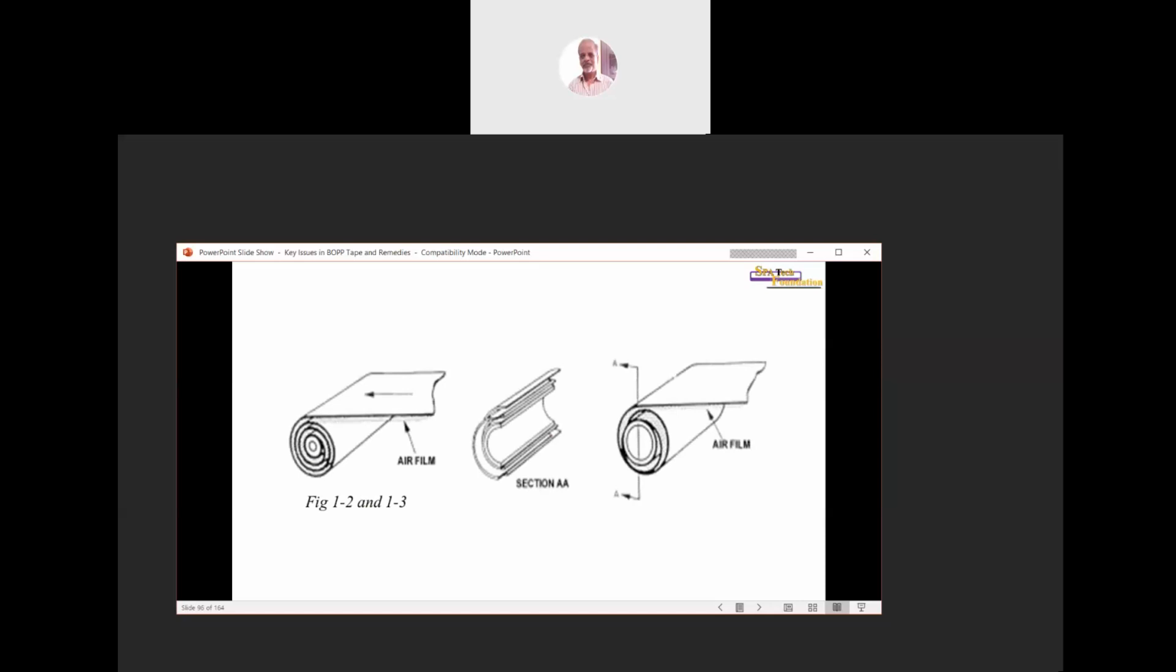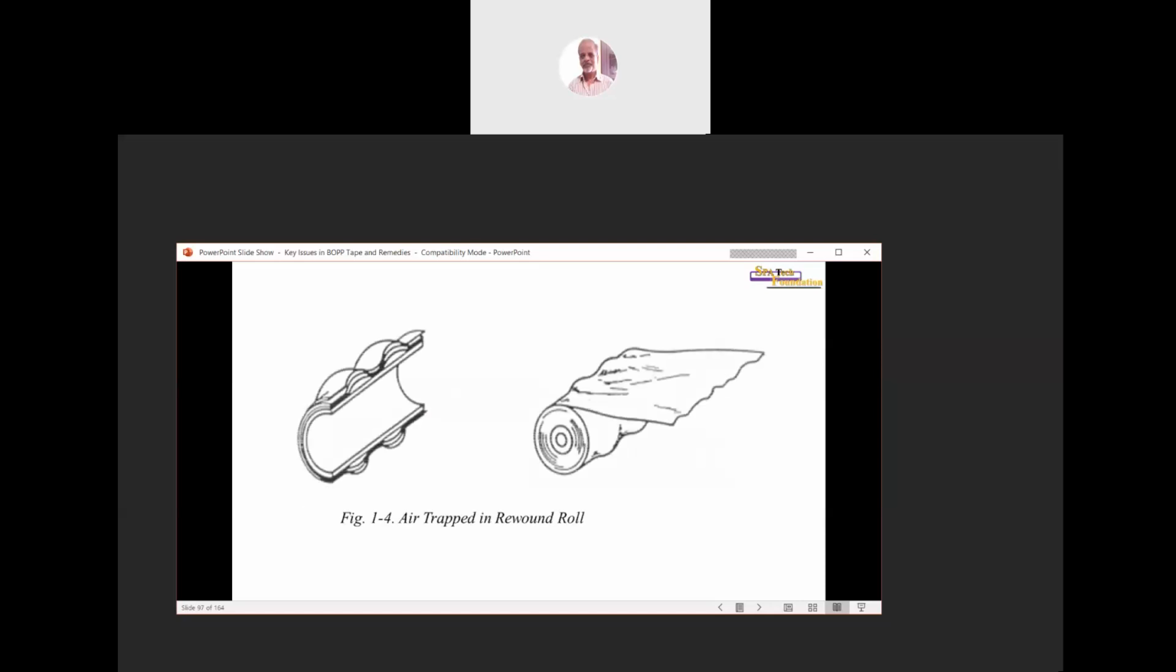This is how a layer of air is always traveling along with the web. The air is entrapped near the rewind station. It gets entrapped between the two layers. One side is of course adhesive coated, the other side is the back side of the coated film. And because the adhesive is aggressive, the entrapped air sometimes doesn't find a way out, and this entrapped air results in air pockets.